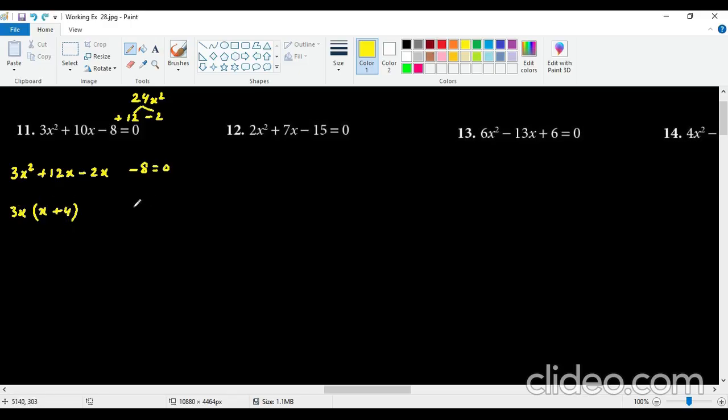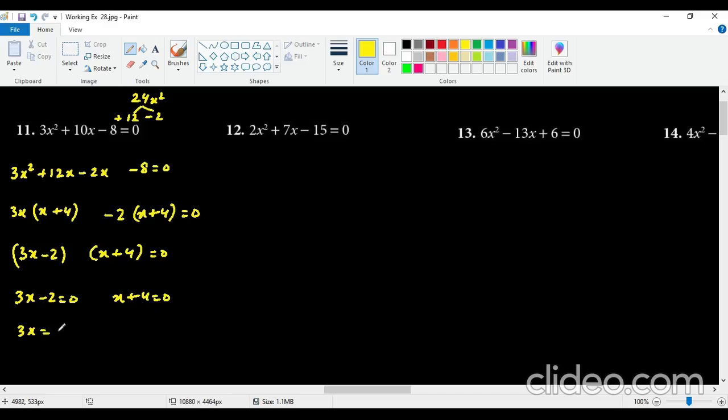As soon as you get the first bracket, you copy it down as practiced in the previous exercises. And now look at this minus 2x we need. We already have x, so we just add minus 2 here. So 3x minus 2 in one bracket and x plus 4 in another bracket equals 0. So 3x minus 2 equals 0 and x plus 4 equals 0. That means 3x is equal to positive 2 and x is equal to negative 4.